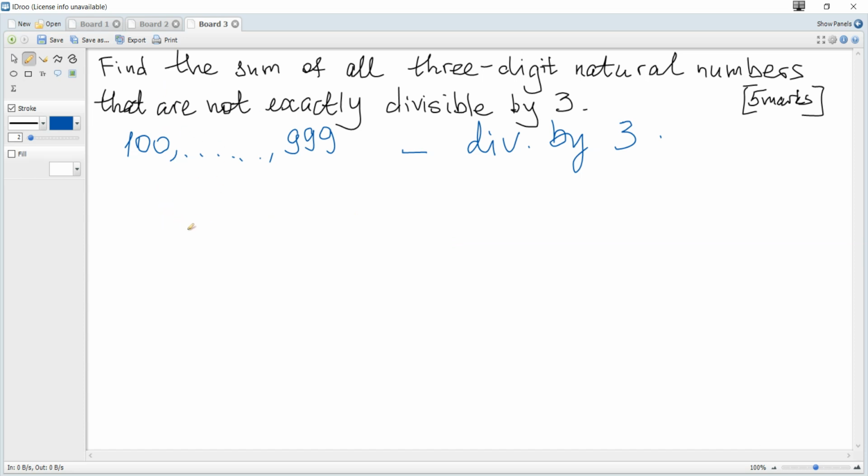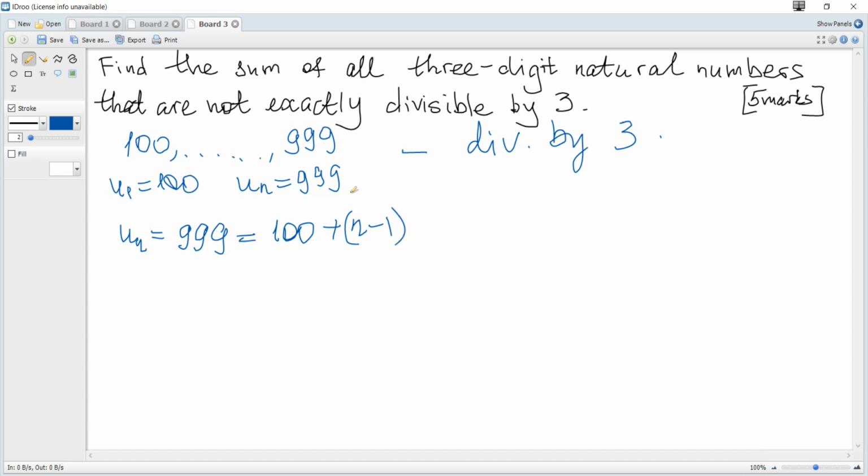So let's consider the sum of all 3-digit numbers. u1 is 100, un is 999, and if you are not sure how many terms there are, what the value of n is, you can consider just a basic equation: un is 999 and it is equal to u1, 100, plus n minus 1 times d. The difference is 1 because these are consecutive numbers. So 899 is equal to n minus 1, so n is 900. For such problems, it is better to check because you can easily make a mistake.